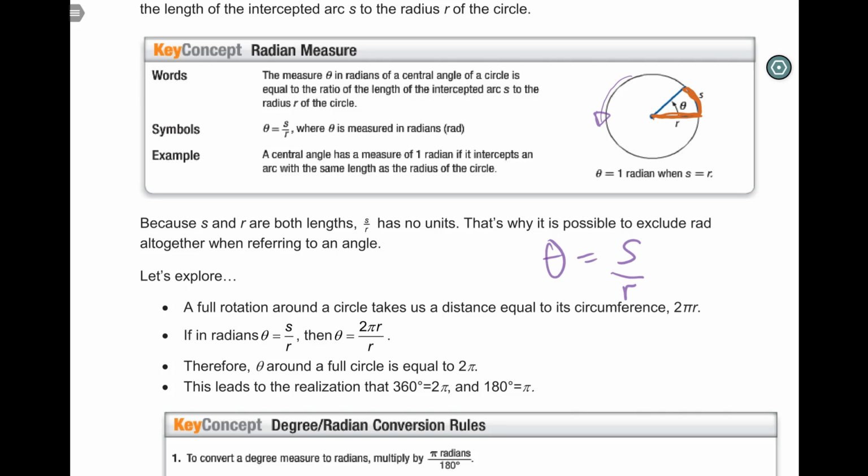So a central angle has a measure of 1 radian if it intercepts an arc with the same length as the radius. So that would be, let's see, this long of a radius, maybe this long of the arc. So this length would be the same as the radius. You would call that 1 radian.